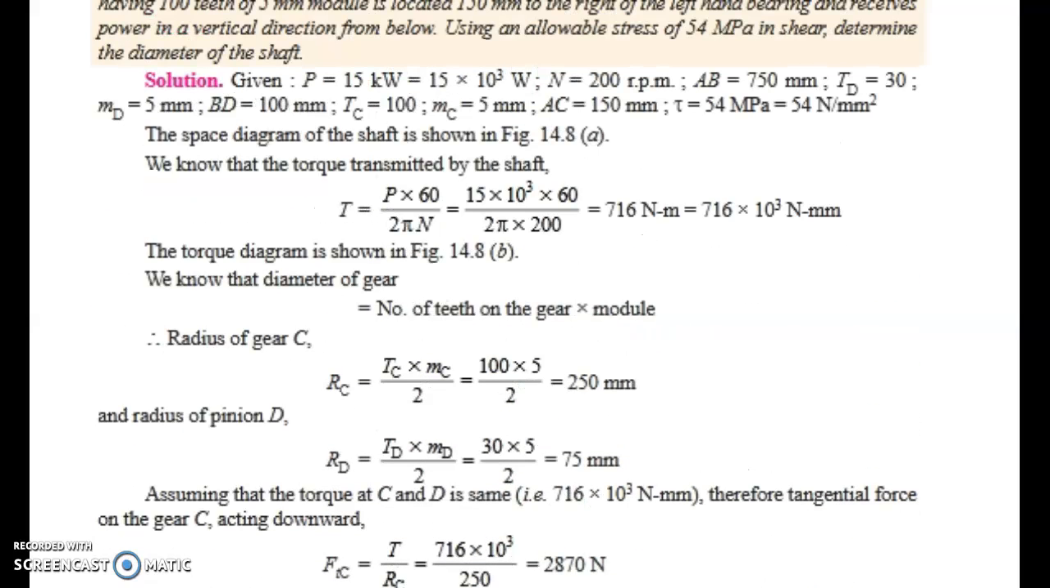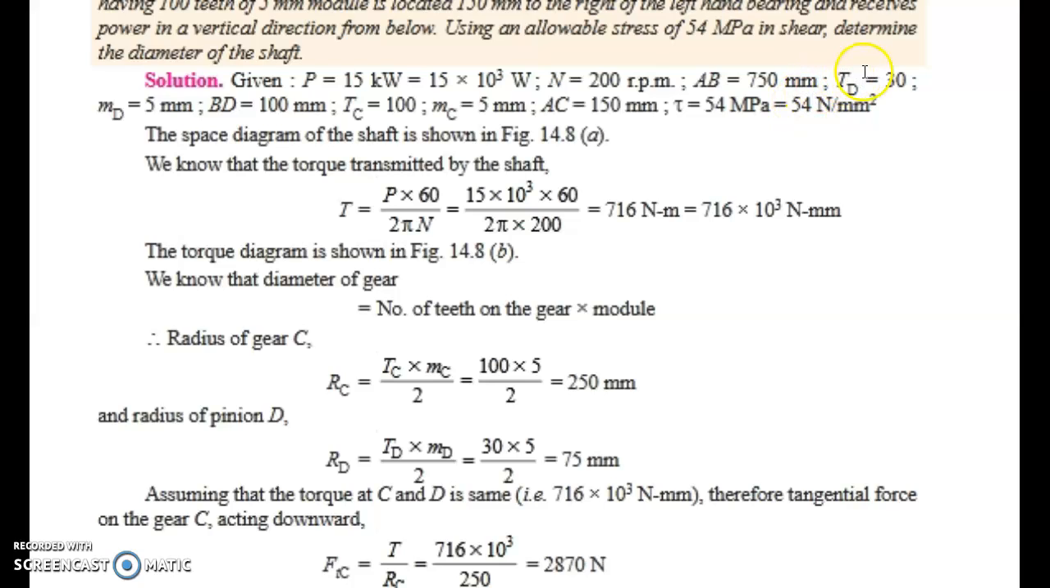We can write the given data. P is equal to 15 kilowatt, or convert it into watt, and the speed is given, that is equal to 200 rpm. Once more, the power P is equal to 15 kilowatt and the speed N is equal to 200 rpm. The distance between the bearings, that is AB, is equal to 750 mm.